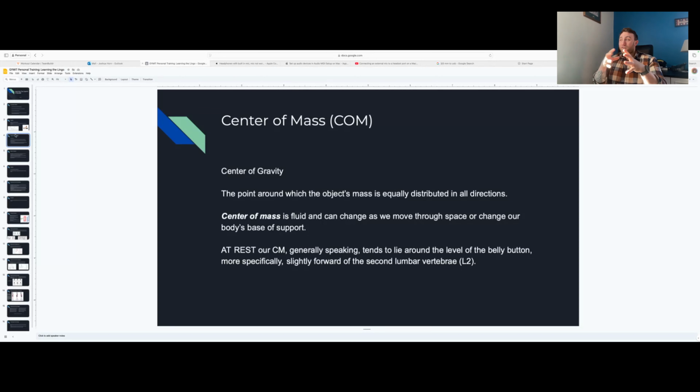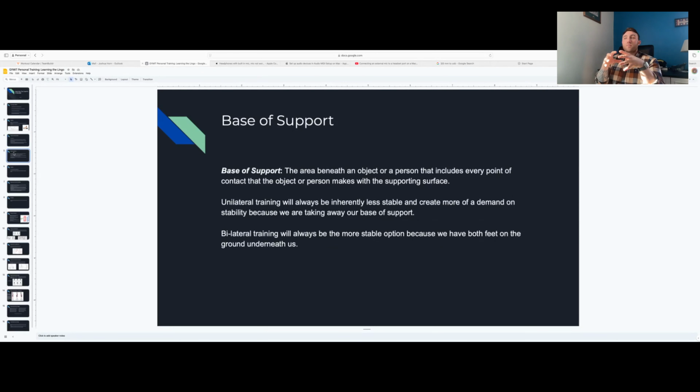The center of mass is fluid and it can change as we move through space or change our body's base of support. Base of support is the area beneath an object or a person that includes every point of contact that the object or person has with the supporting surface, right? So as I'm sitting right now, my base of support is not just my feet on the ground.